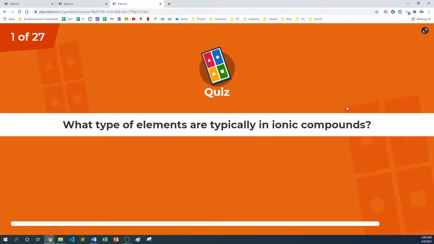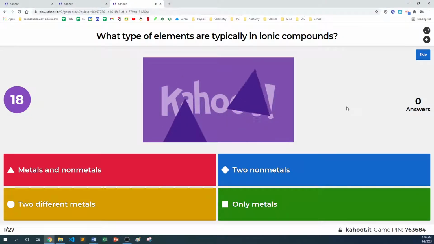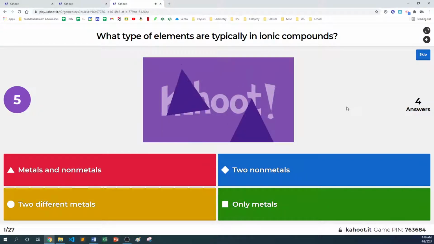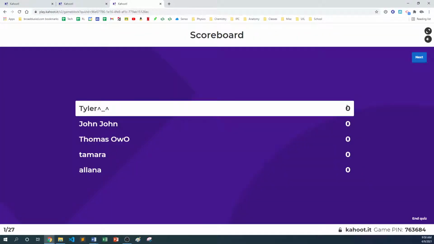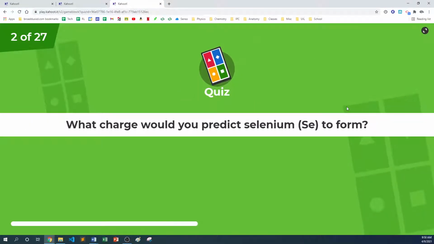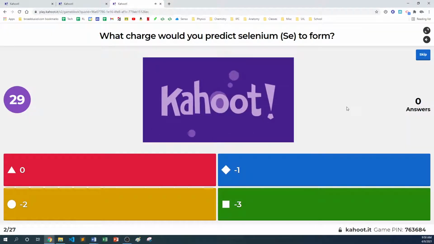What type of elements are typically in ionic compounds? So we want them to be far apart on the periodic table. This means it has to usually be metals with nonmetals. Again, they have to have a high electronegativity. What charge would you predict selenium to form?